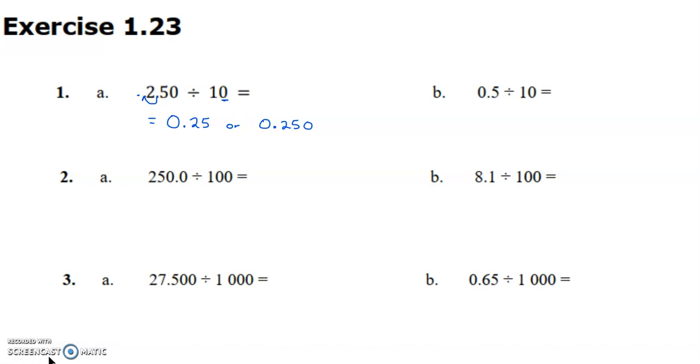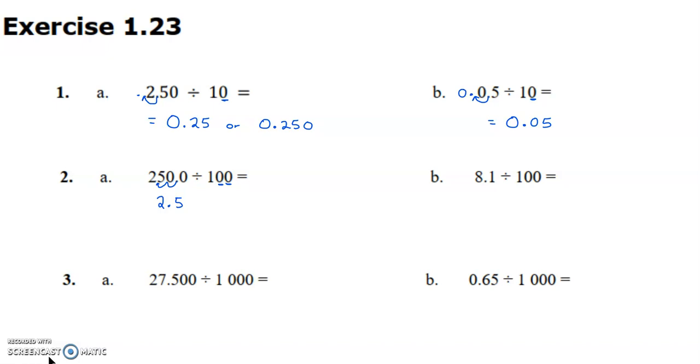For b, we're dividing by 10, so again 1 decimal place. So here we're going to have our decimal move, pop a 0 in front, so we'll have 0.05, so 5 hundredths. For 2a, this time we're dividing by 100, so we're going to move 2 decimal places to the left, so we'll end up with an answer of 2.5, and you can drop off those extra zeros if you like.